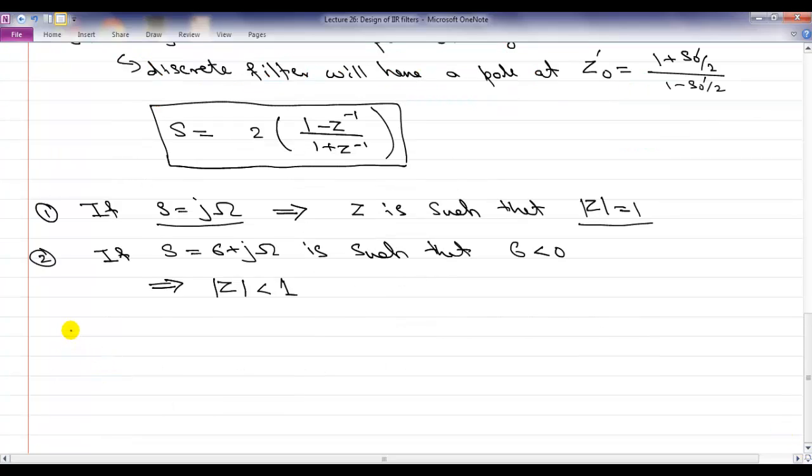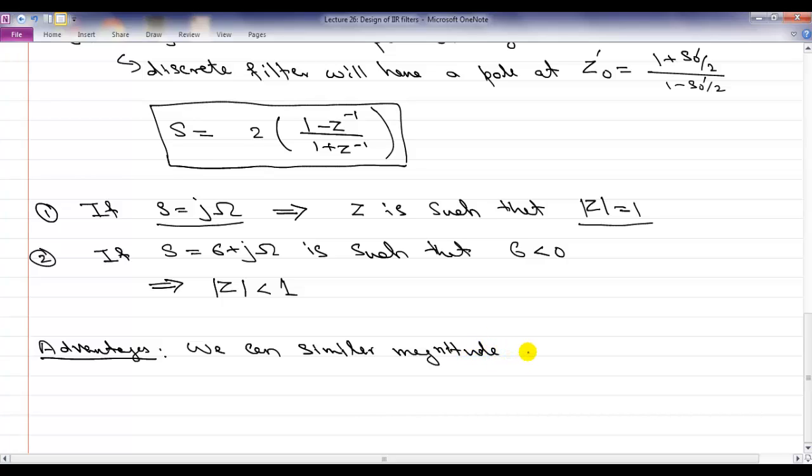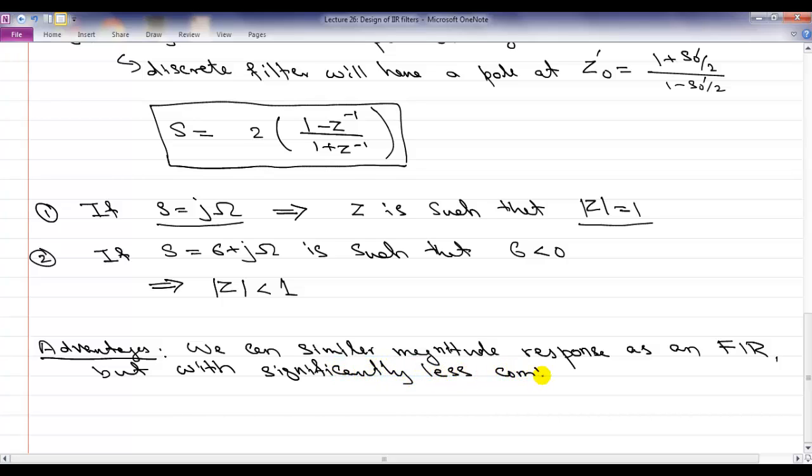And the advantage of doing this process is that we can get similar magnitude response, not frequency response, because the frequency response is magnitude response plus the phase response, and we know that stable causal IIR filters, we can't design them to have linear phase. So we can have similar magnitude response as an FIR filter, but with significantly less computational requirements.